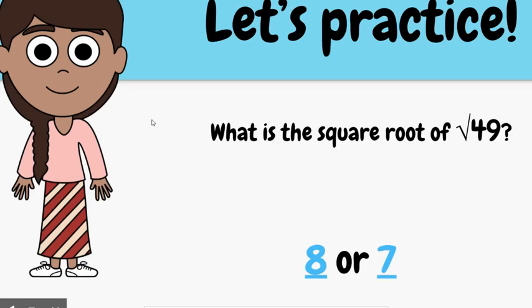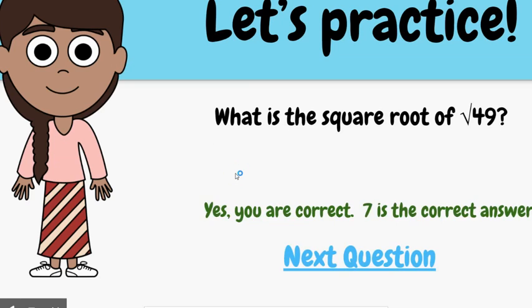Okay. So, what is the square root of 49? Now, this is something that you may be able to do in your head. I gave you options of 8 or 7. So, which one is the square root of 49? You can use your calculators if you need to. If you guys said 7, then your answer is correct.